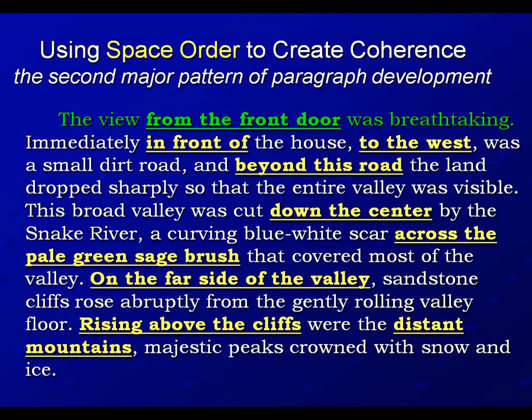On the far side of the valley, sandstone cliffs rose abruptly from the gently rolling valley floor. Now we're looking even beyond the far side of the valley. Rising above the cliffs were the distant mountains, majestic peaks crowned with snow and ice. So this coherent arrangement in space order was from near to far.